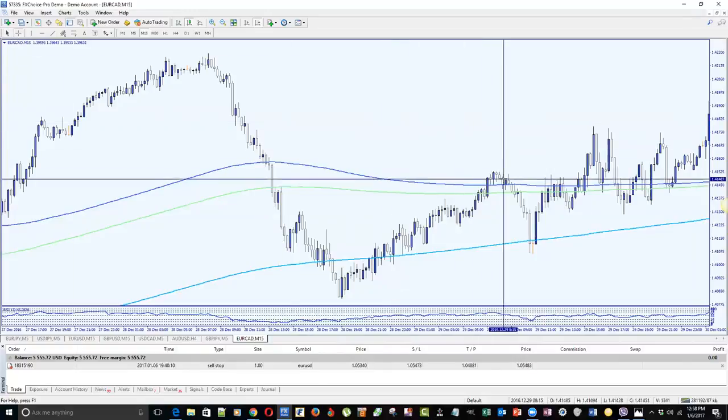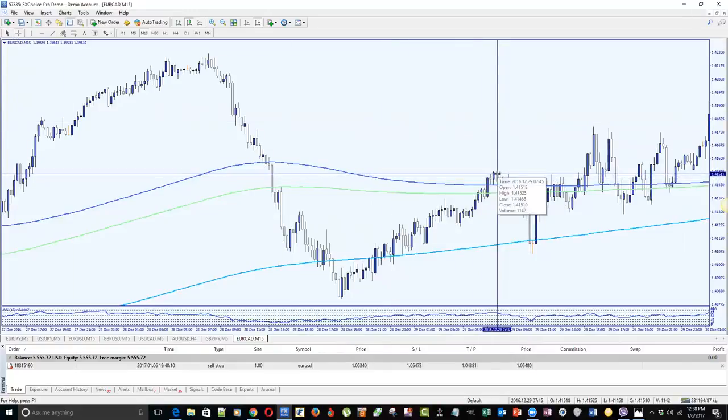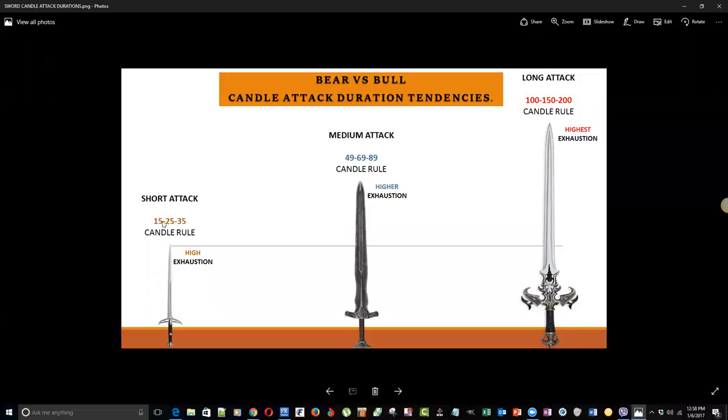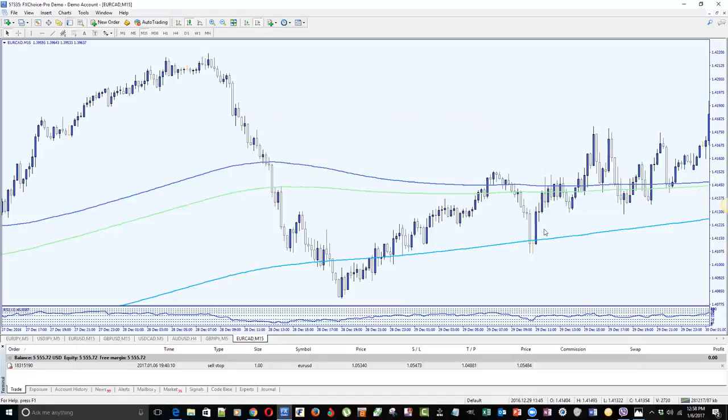The short attack and the medium attack are basically the most common. So right here, that's 12 candles after the market exhaustion occurred right here, right? And you count right here, 50 candles. That's a medium attack. And from here to here was basically a short attack, right? So you look at your short attack, it's the 15, 25, 35. 12 candles is closer to the number 15. So it falls under the category in the proximity of a short attack.